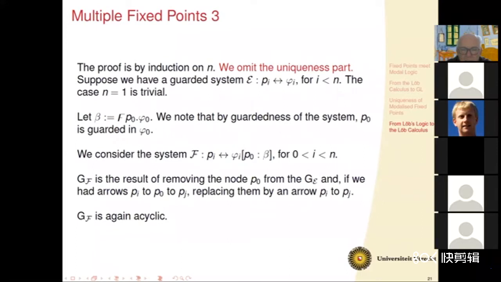But the whole thing is, of course, since we substitute beta for P0, in beta we will have all free variables that we had in phi 0 minus P0. So the substitution of beta will really give us, let's see what happens. We go from pi, we had an arrow from pi to p0, for example. So that means that p0 would have an unguarded occurrence in phi I.